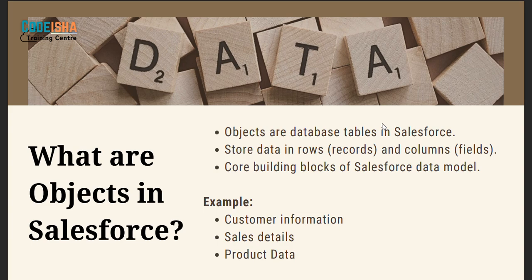Okay, so see here, simple examples of objects: customer information, sales details, and product data. So these are all objects. Coming to customer information, we use that object for storing the data of the customer. And sales details, we need to store inside that object. Product data looks the same: we store product data inside the product data object. Okay, so these are all objects in Salesforce.